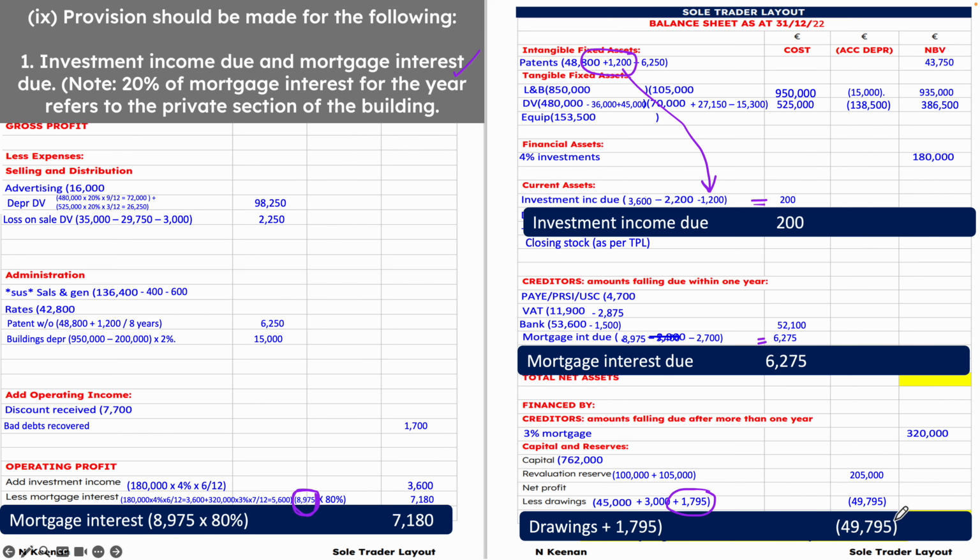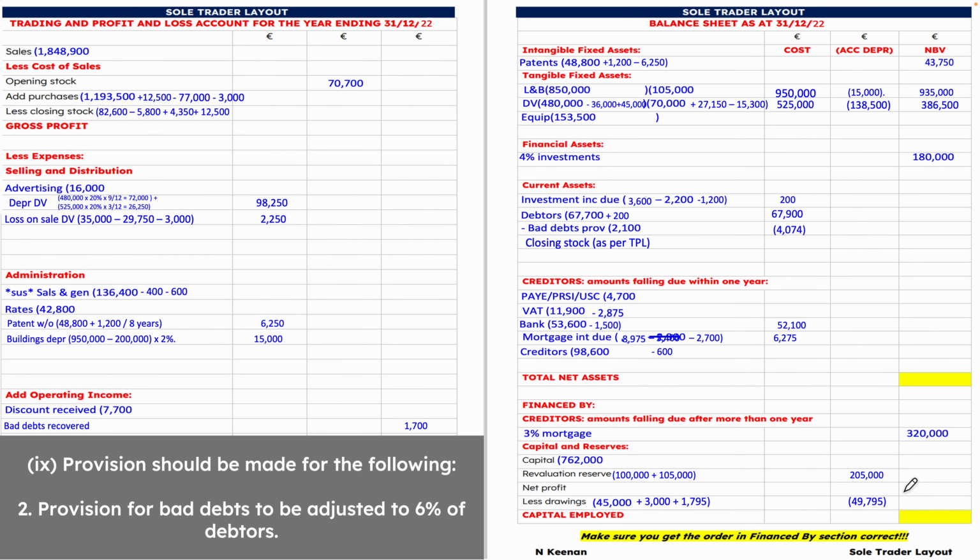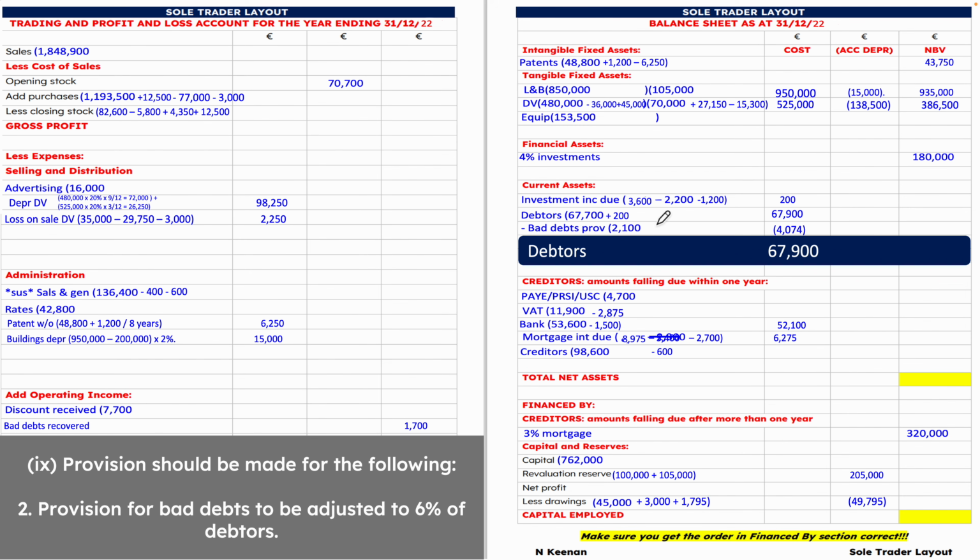So that's part 1. Part 2 says provision for bad debts is to be adjusted to 6% of debtors. To remind ourselves, what is provision for bad debts? It's where we don't think the debtors are going to pay us. So in the balance sheet we look for our new debtors figure: 67,700 plus 200, so 67,900.